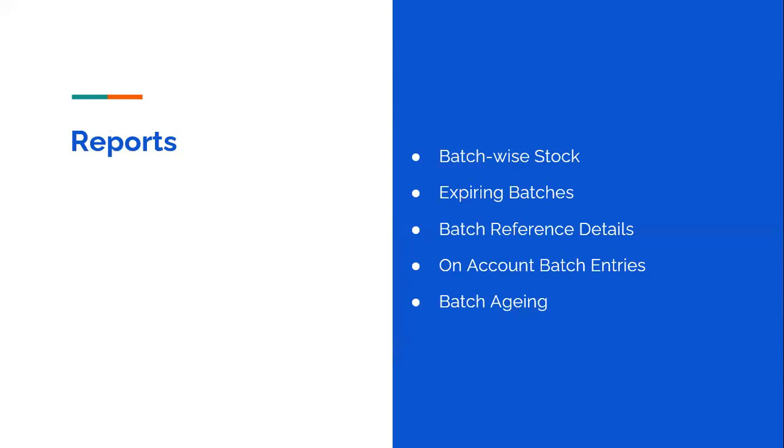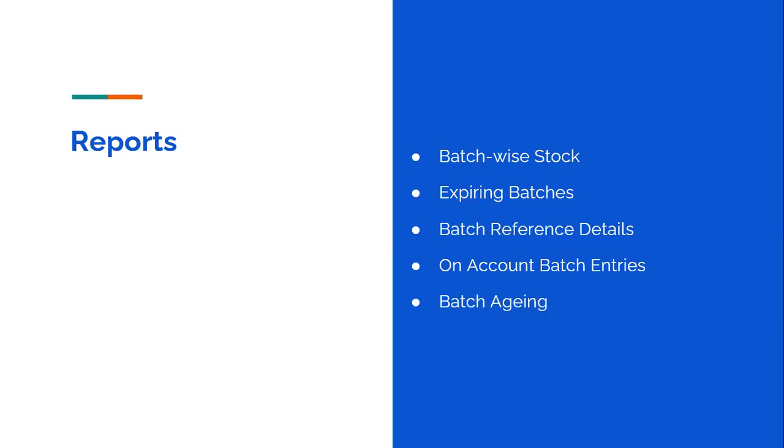Now, these are the specific reports we are providing in the batch-wise stock report: batch-wise stock, expiry batch detail, batch-wise reference detail, on-account batch entries, and batch aging. Batch-wise stock is simply the entire detail related to the stock of a particular batch number of a particular item. It will provide tracking detail of what quantity of stock we have in our MC, our material center, with the particular batch number.